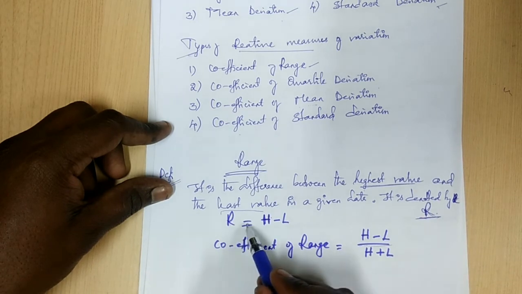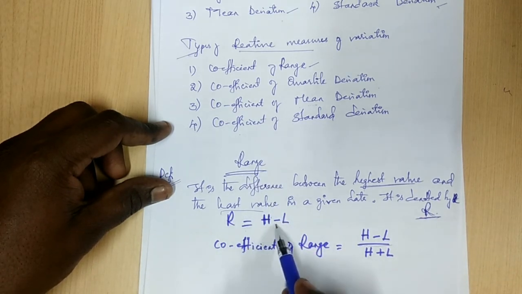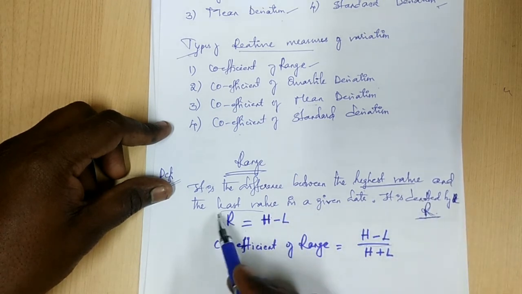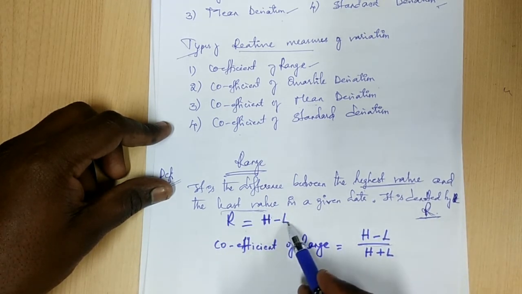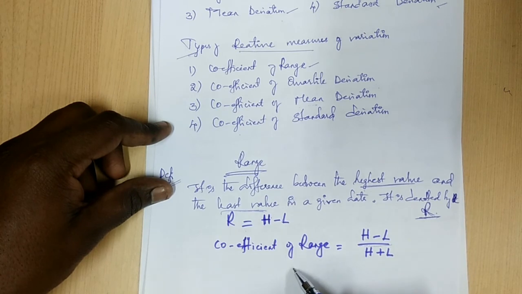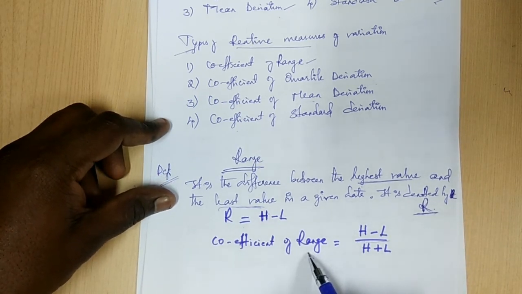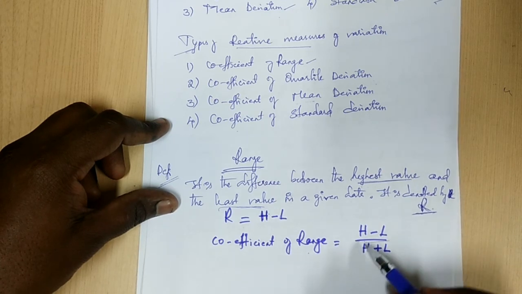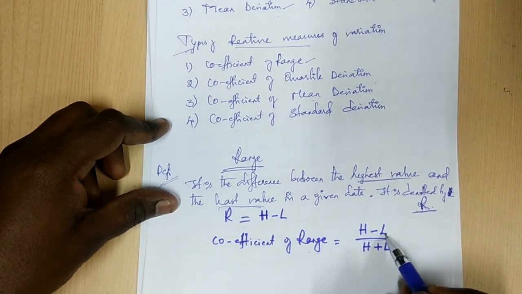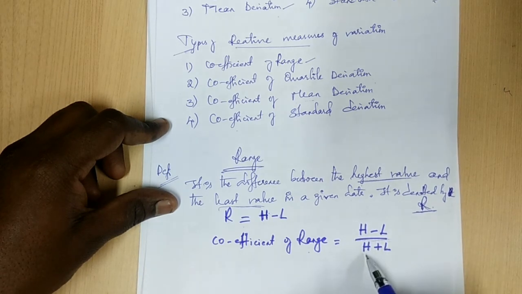The formula for finding the range is R equals highest value minus least value. Now what about the relative measure, that is the coefficient of range? It's very simple: highest value minus least value, divided by highest value plus least value.